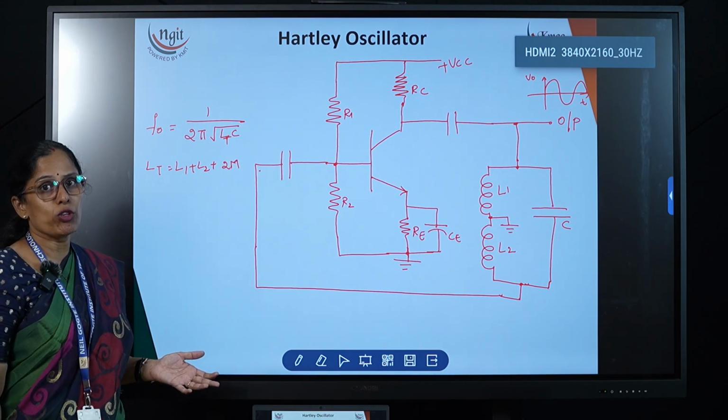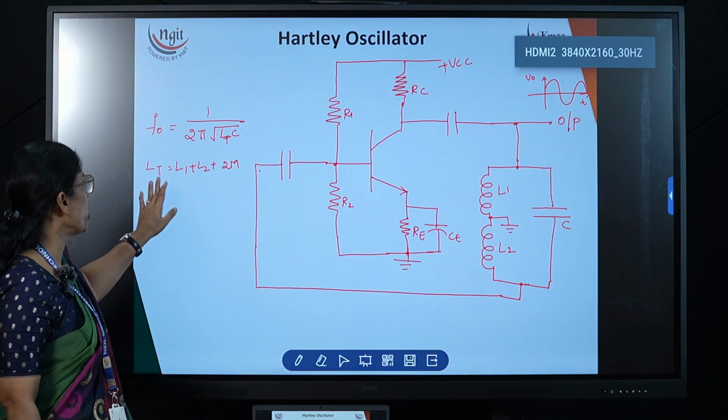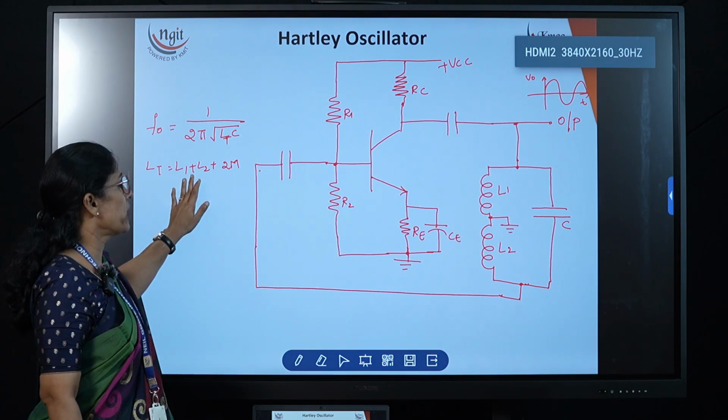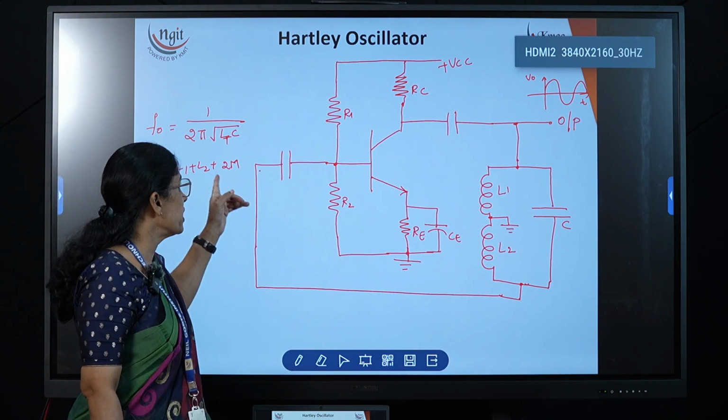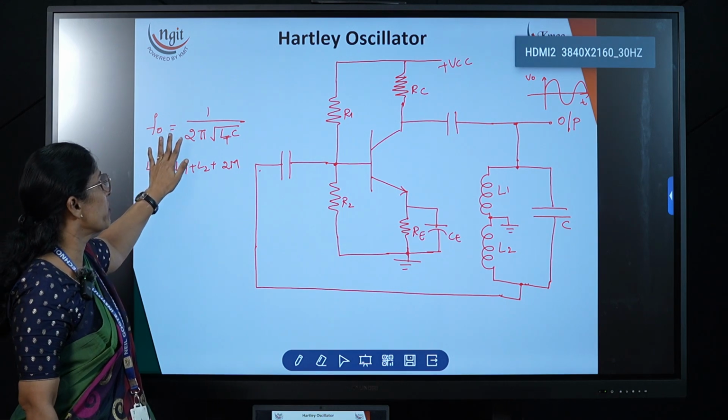If in the problem the mutual inductance is not given, then you have to take L_T equal to L1 plus L2. If the mutual inductance is given in the problem, then at that time you have to use the full formula. Now this is the frequency formula.